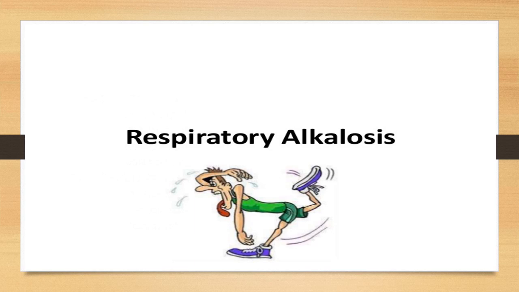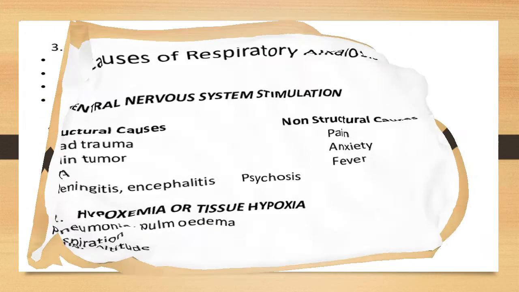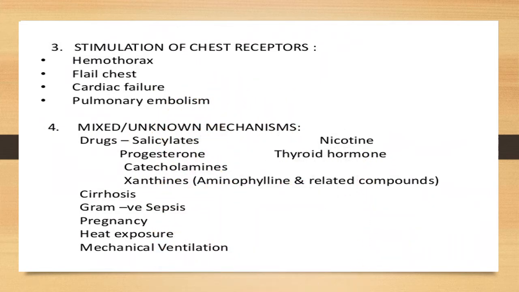And coming to respiratory alkalosis. Causes of respiratory alkalosis: mainly central nervous system stimulation, structural causes, head trauma, brain tumor, cerebrovascular accident, meningitis, encephalitis, psychosis, and non-structural causes, pain, anxiety, fever, hypoxemia or tissue hypoxia, pneumonia, pulmonary edema, aspiration, and high altitude. And stimulation of chest receptors, that is hemothorax, flail chest, cardiac failure, pulmonary embolism, and mixed or unknown mechanisms caused by drugs, salicylates, progesterone, catecholamines, xanthines like aminophylline and related compounds, nicotine and thyroid hormone. Then patients with cirrhosis of liver, gram-negative sepsis, pregnancy, heat exposure, and mechanical ventilation.